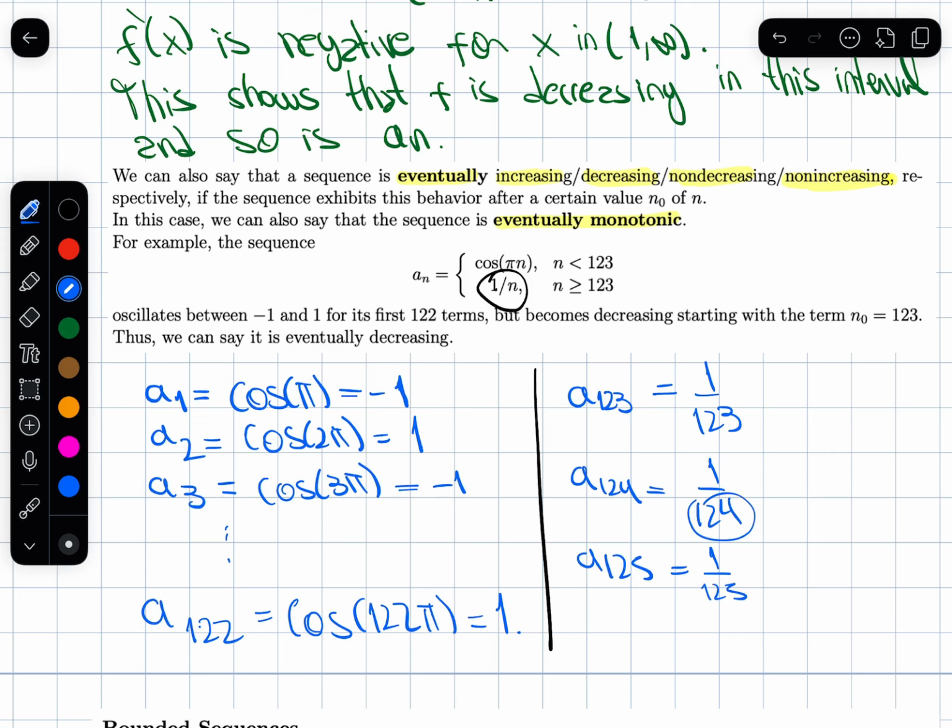So you can see that something more predictable is happening after this. The denominators are getting bigger, and so the overall fraction is getting smaller and smaller. And this means then that the sequence becomes decreasing afterwards. So I will say that it is eventually decreasing. Okay, this is wording that I use, and I think it's helpful.